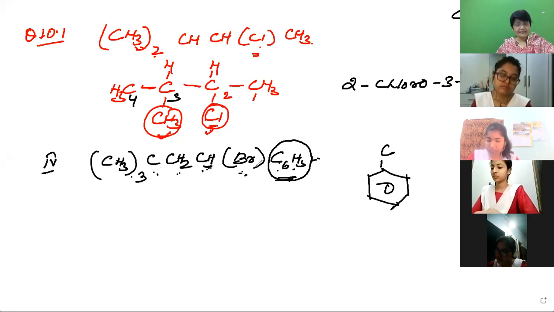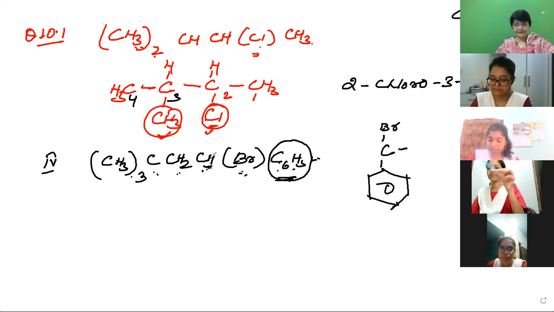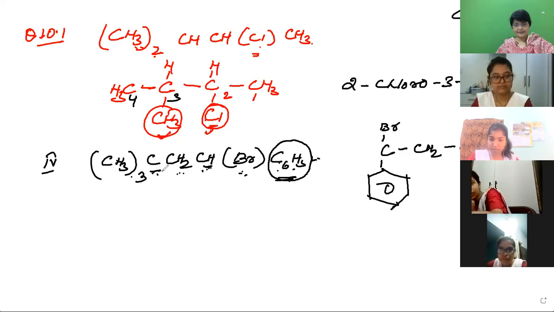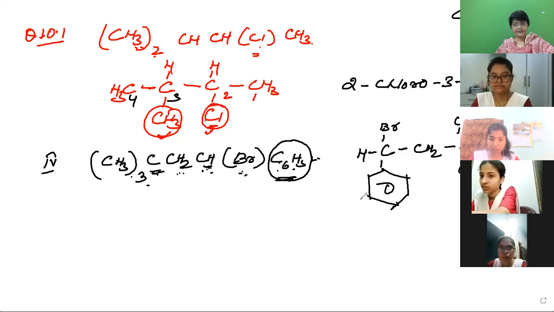Then we have the CH, as the linking is C. And as it is given in the form of a bracket, it means it is a branch. Br. Then CH2, C, CH3, CH3, and CH3. Is it okay? This C goes with HBr. Now you see how we will name it.